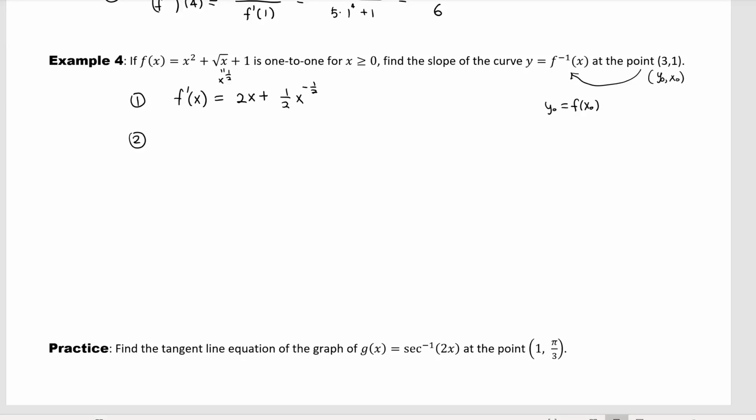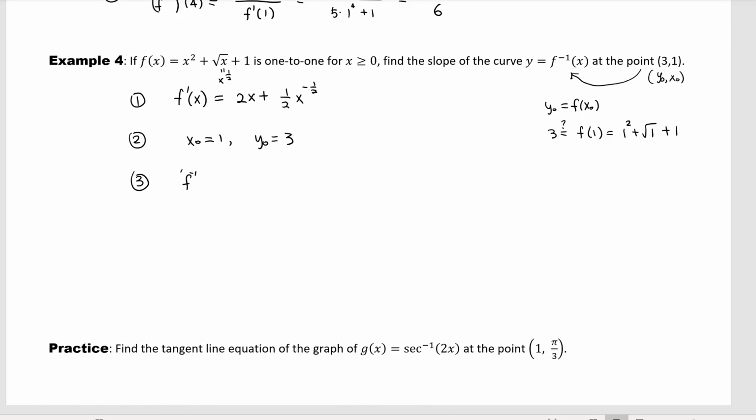So if you plug in y is 3 and you plug in x is 1, do you have them equal? Let's see, f of 1 is what? 1 squared plus square root of 1 plus 1. Is that equal to 3? Yeah, so then we know x0 is 1 and y0 is 3. Good. So then the third steps.